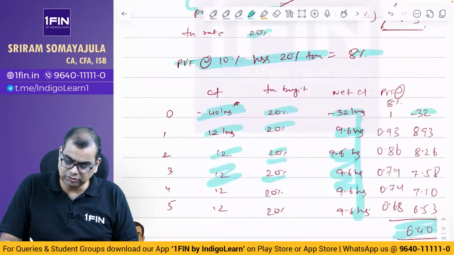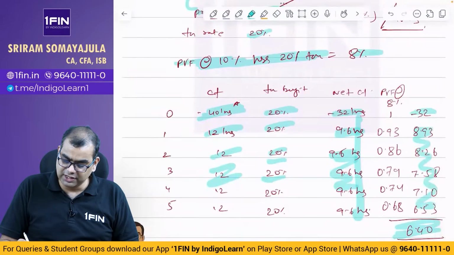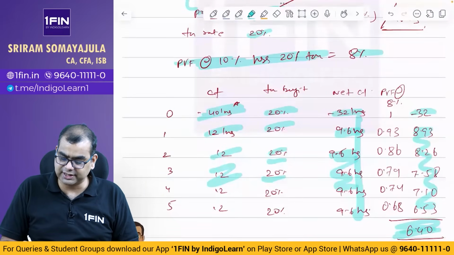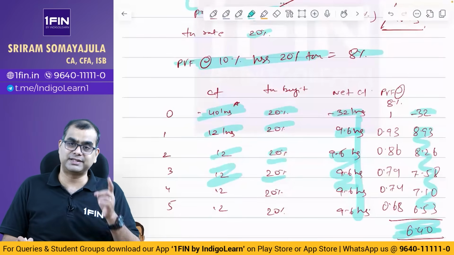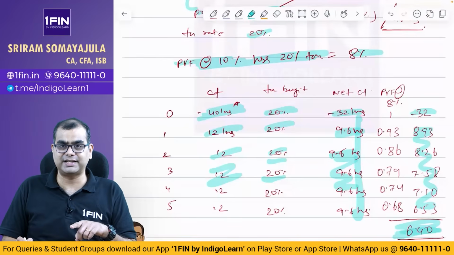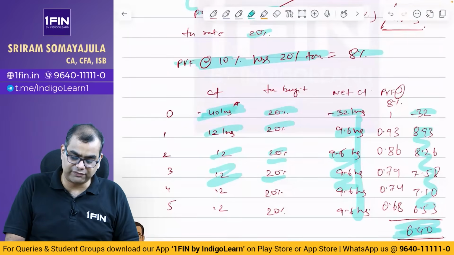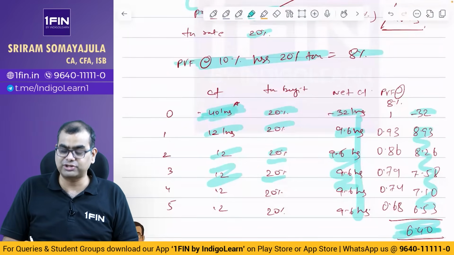So minus 32, and then you have this 8.93, all of this. You'll basically eventually see that there is a gain of 6.4. The NPV of a decision of refinancing, when you get an entire 40 lakhs benefit upfront, is about 6.4.